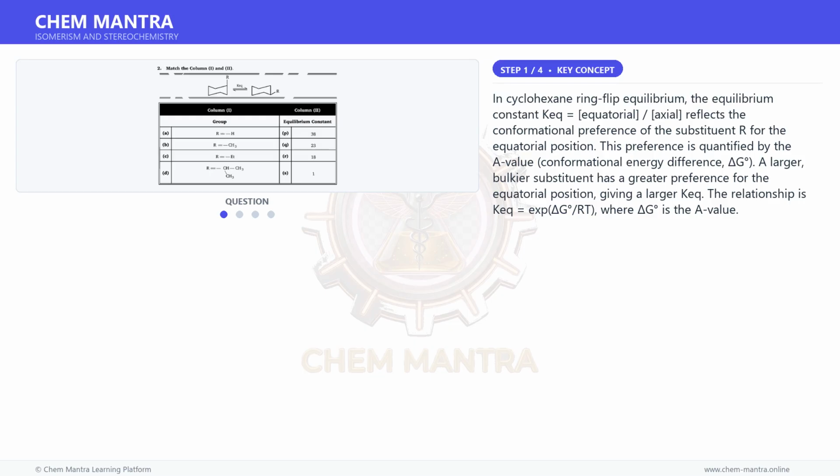In cyclohexane ring flip equilibrium, the equilibrium constant K is equal to [equatorial]/[axial], and reflects the conformational preference of the substituent R for the equatorial position. This preference is quantified by the A value, the conformational energy difference, delta G degree. A larger, bulkier substituent has a greater preference for the equatorial position, giving a larger K. The relationship is K equals exp(delta G degree / RT), where delta G degree is the A value.